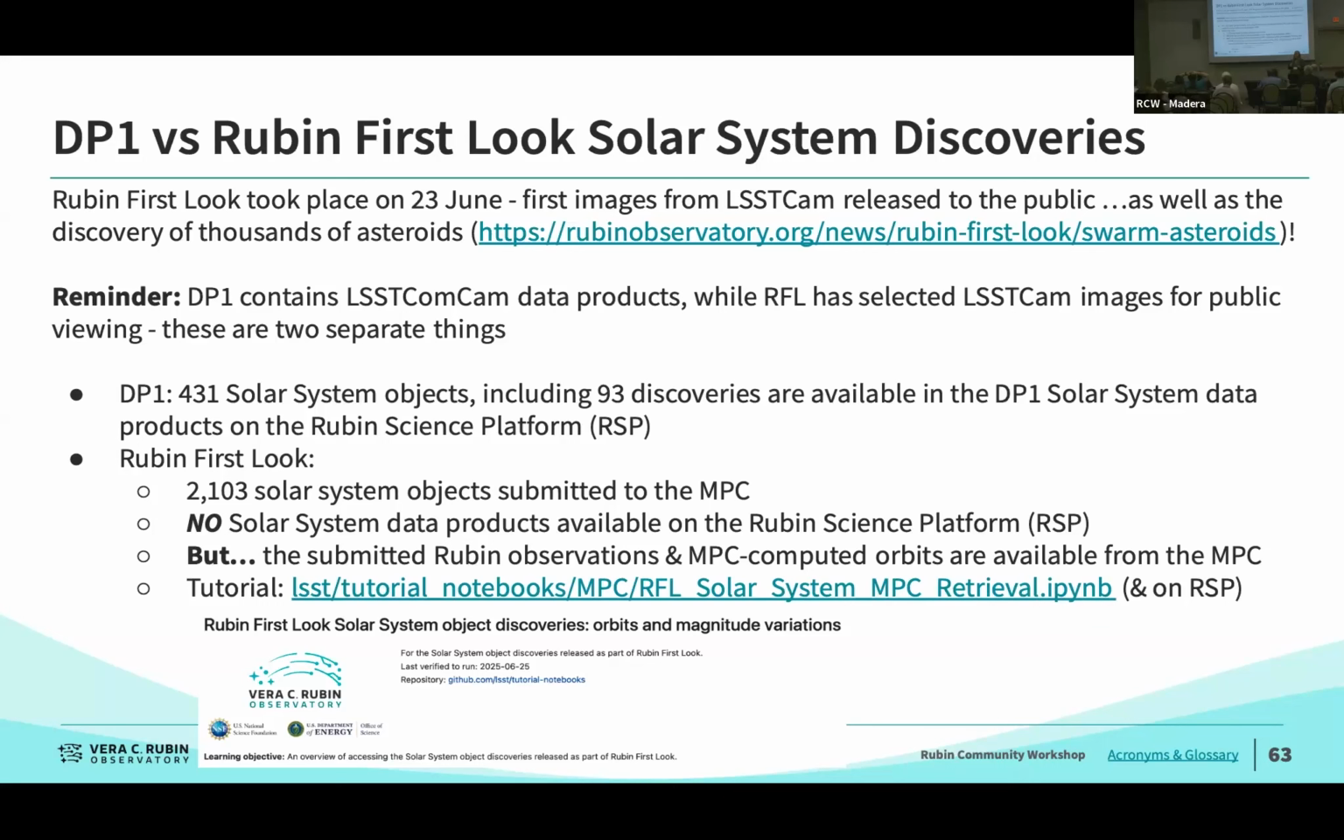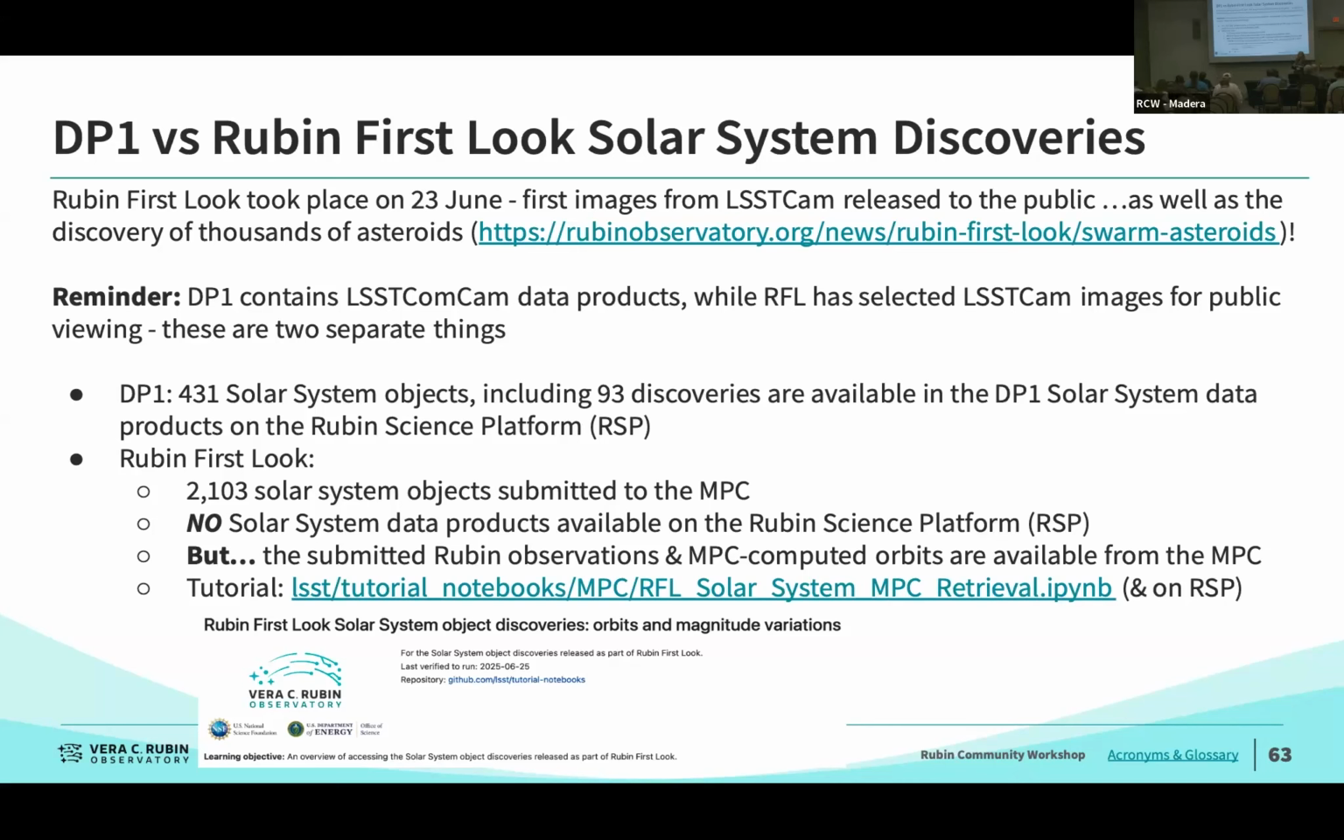However, all of the observations that were made by Rubin and the orbits that were fitted by the Minor Planet Center for those discoveries are available from the Minor Planet Center. It's a public data set through the Minor Planet Center, so you can actually download those observations and those orbits from the Minor Planet Center directly.